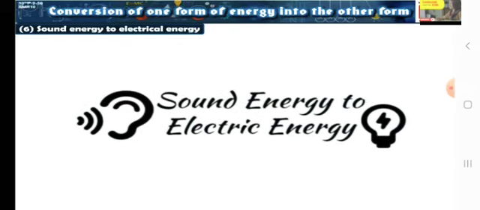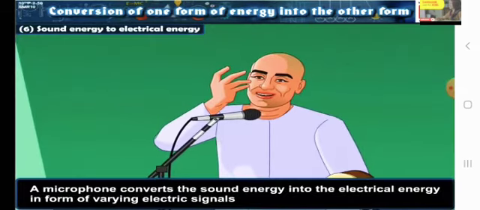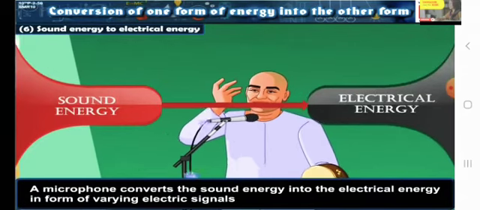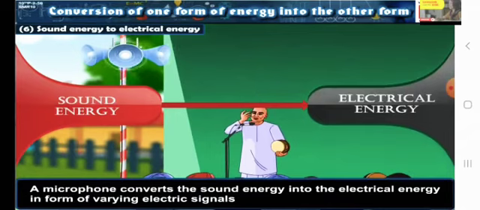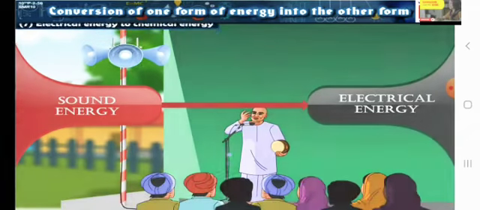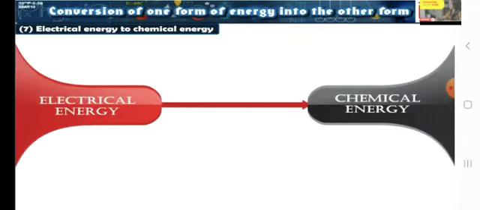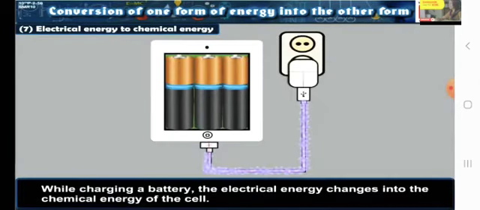6. Sound energy to electrical energy. A microphone converts the sound energy into the electrical energy in form of varying electric signals. 7. Electrical energy to chemical energy. While charging a battery, the electrical energy changes into the chemical energy of the cell.